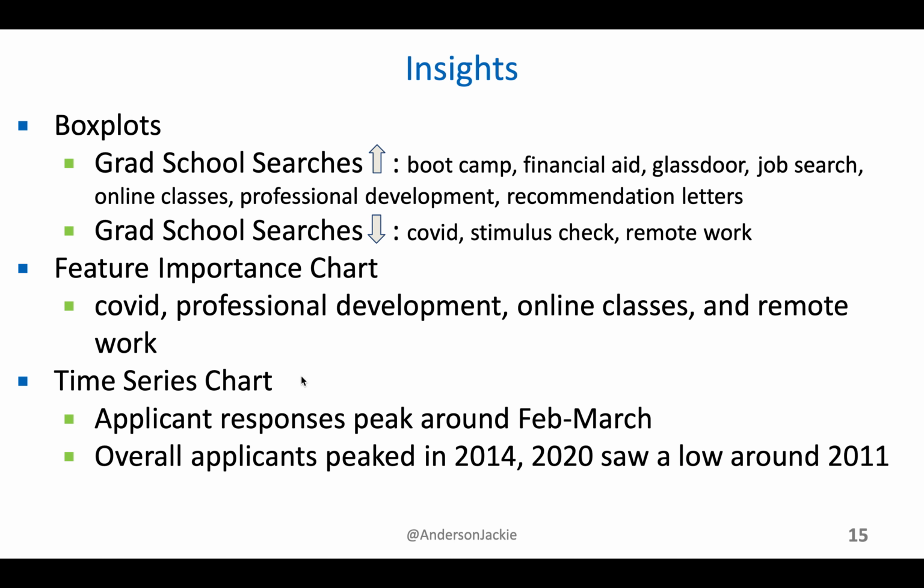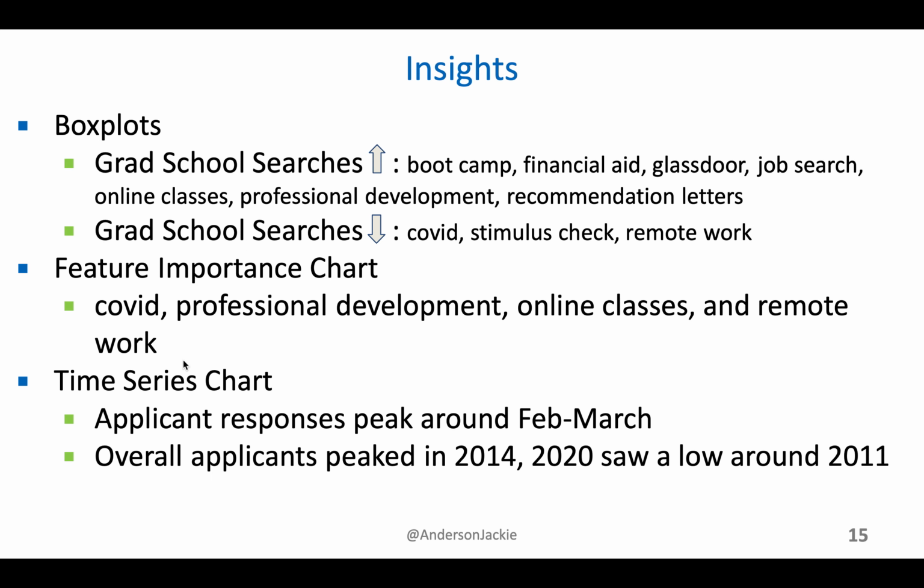Some insights found from this project are that graduate school searches seem to have more of a positive relationship with bootcamp, financial aid, Glassdoor, job search keywords, and also online classes, professional development, recommendation letter keywords. Then grad school searches seemed to be less popular when compared to COVID, stimulus check, and remote work keywords. And this is based on the medians of the box plots.